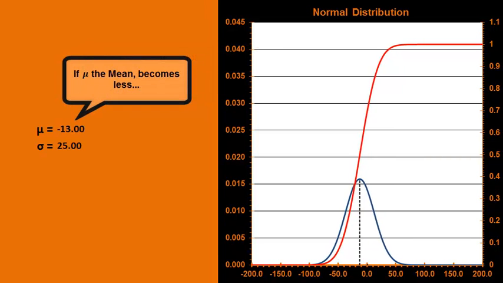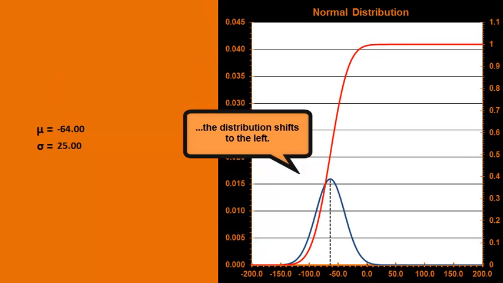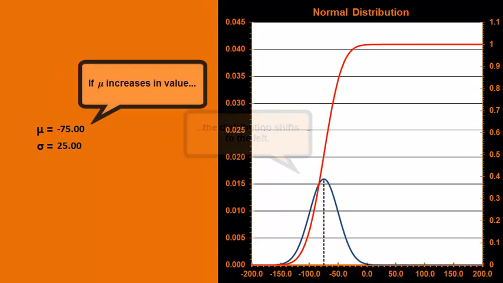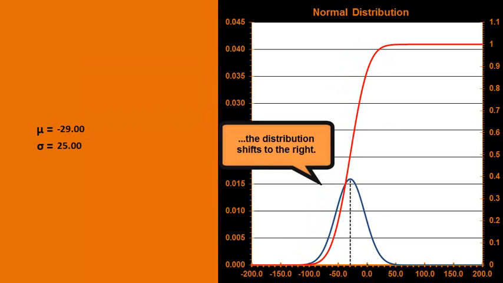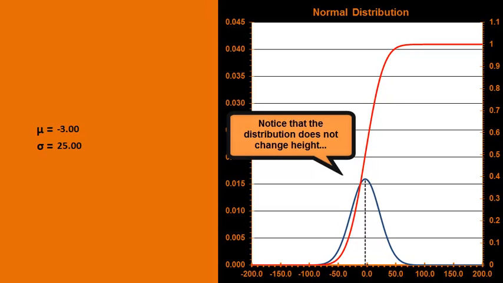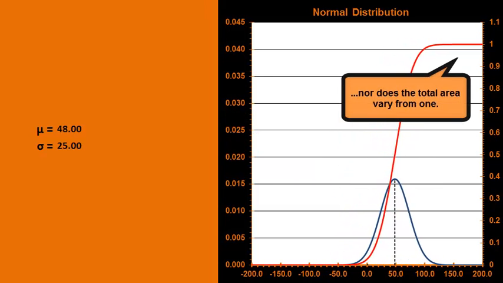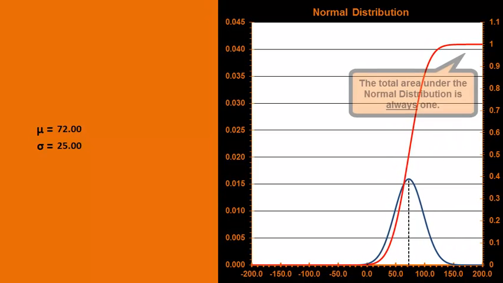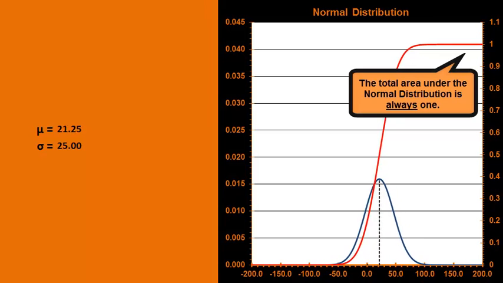If mu, the mean, becomes less, the distribution shifts to the left. If mu increases in value, the distribution shifts to the right. Notice that the distribution does not change height, nor does the total area vary from 1. The total area under the normal distribution is always 1.